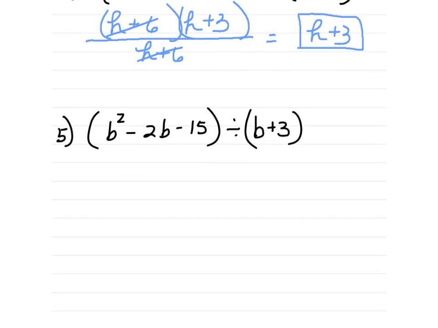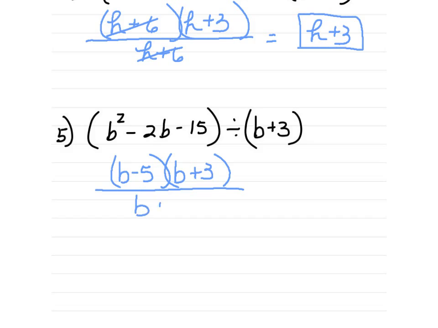b squared minus 2b minus 15 divided by b plus 3. So let's go ahead again and factor the trinomial. So my two numbers are negative 5 and positive 3. And we're dividing by b plus 3. So let's cancel the common factor. And my quotient is b minus 5.